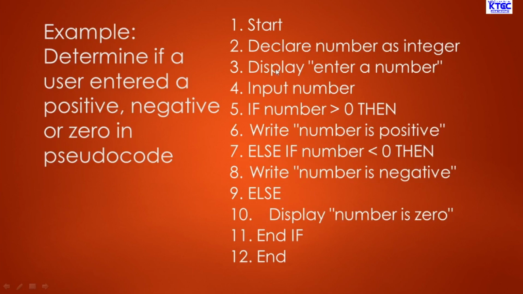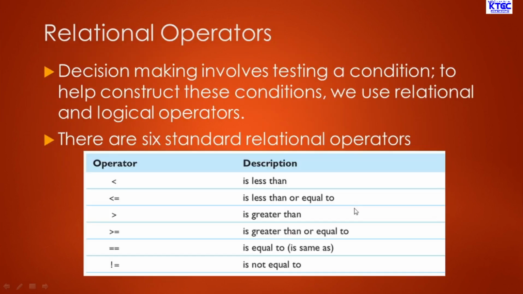Else means anything aside from this, so display number is 0. Tell them that the number entered is actually 0. It's neither negative nor positive, but rather it's 0. So we tell them that, and then end if, because we started with if, so we come with end if, and then we end the program. So basically, that is that.